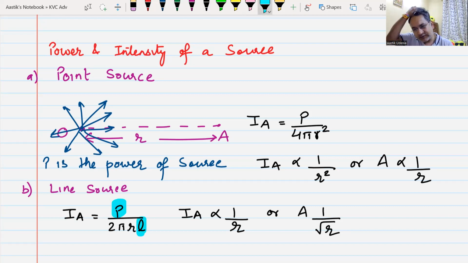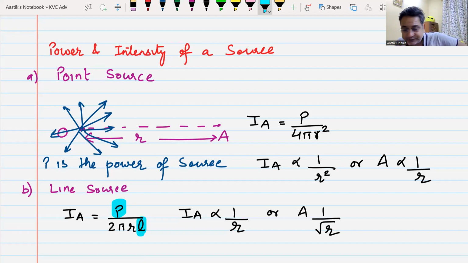Just write it. This is the same kind of formula as the field created by a line mass. Did I give you that formula, lambda by 2 pi epsilon naught r, in gravitation? Don't worry, we will see this. Right now, just remember this. 2 pi r L, it's in the form of cylinders. That is why 2 pi r L. The line source emits cylindrical wave fronts. We'll understand this, don't worry. Right now, just note it down, because this is the point where you can note it down, otherwise I'll forget it.